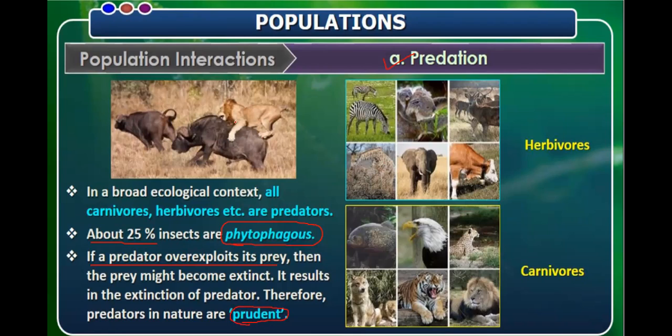If a predator, say a lion, starts killing so many animals and not eating them, then it has started overexploiting. So ultimately what will happen? The wild buffalo population will go down, then this tiger or lion will not get food, and ultimately it will become extinct. So therefore predators in nature are prudent.